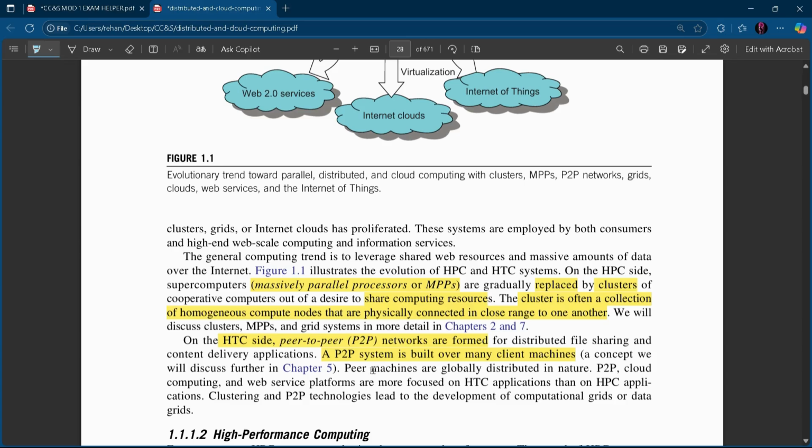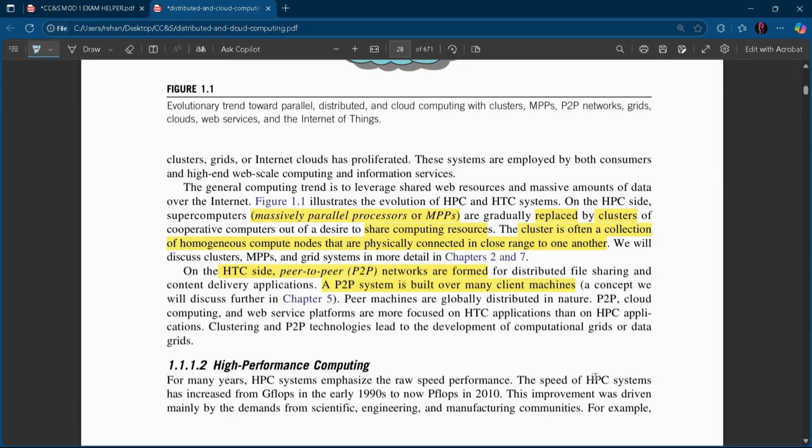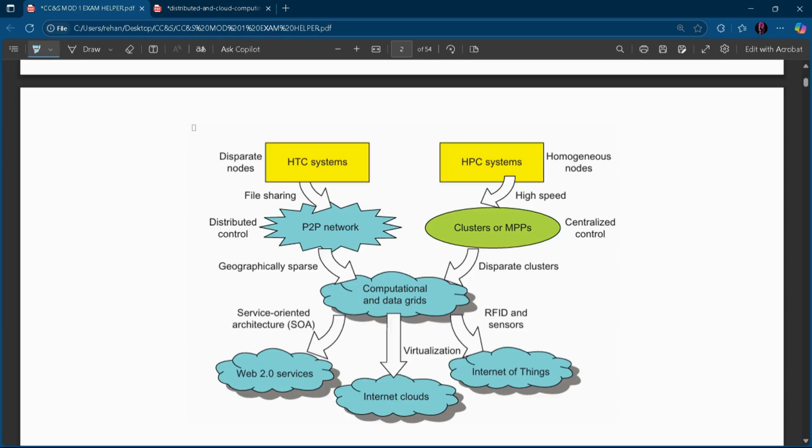A P2P system is built over many client machines. Okay, a concept we will discuss later, that's not for us now. Peer machines are globally distributed in nature. P2P, that's it, we don't have to see much. If you look at the diagram, P2P is for HTC, and then clusters and MPPs. What are MPPs? It's the full form, massively parallel processors.